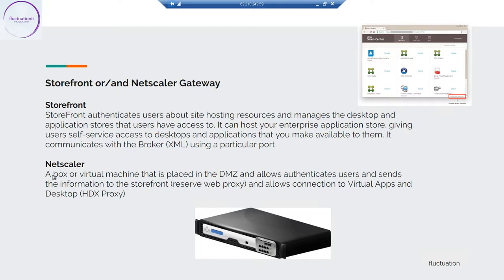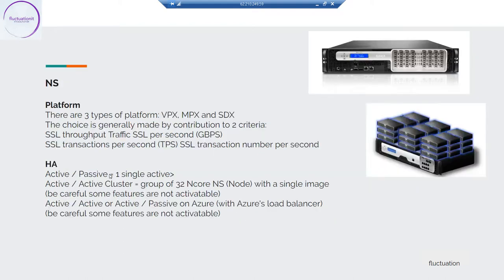And the NetScaler. The NetScaler is a box or VM that is placed in the DMZ and allows authenticating users and sending the information to the storefront. So we are talking about a reverse web proxy that allows connection to virtual apps and desktops. We're talking about the HDX proxy. When the user connects to the NetScaler, we have the information about the storefront and we pass the credentials to the storefront. So you just have to authenticate once with the NetScaler.